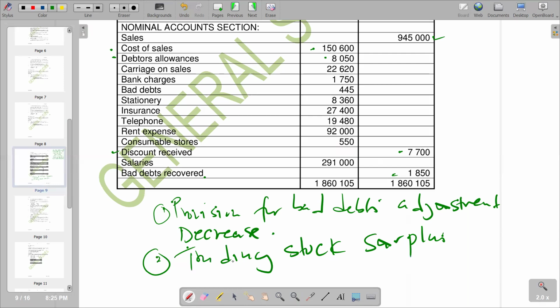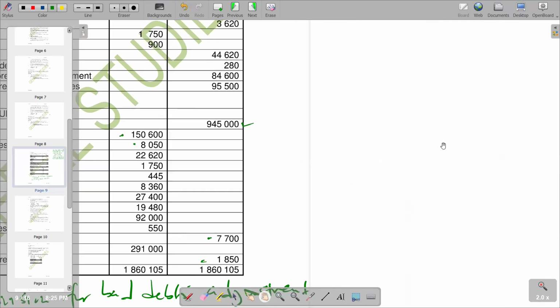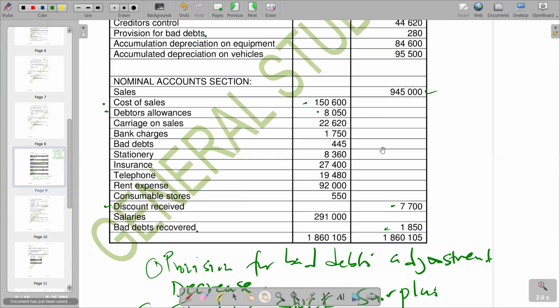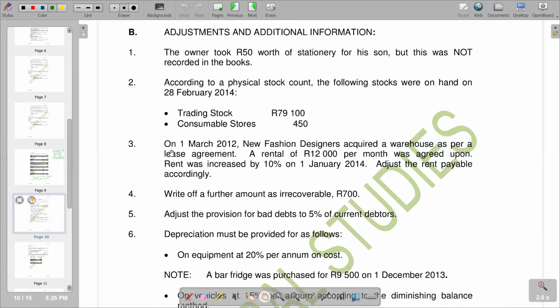So let's start by checking the provision for bad debts adjustment. We go to additional information to see what rate is being used to calculate, or whether you are given it as a calculated figure. So here we see that we have item 5, which says: adjust the provision for bad debts to 5% of current debtors.